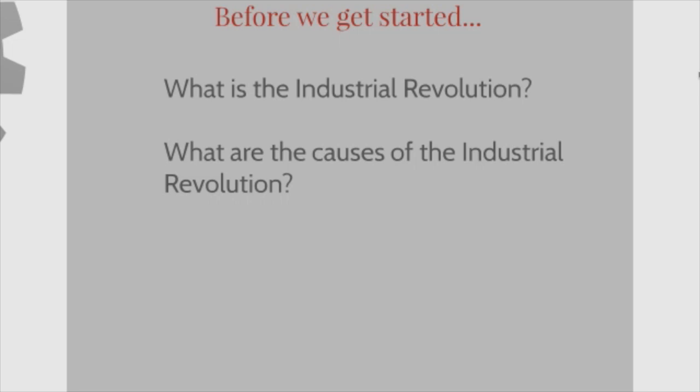The Industrial Revolution is the shift from manual labor to mechanized work. Again, it's a shift from manual labor to mechanized work. So instead of you doing things by hand, you have a machine that does it for you. Now, there are 5 causes of the Industrial Revolution.